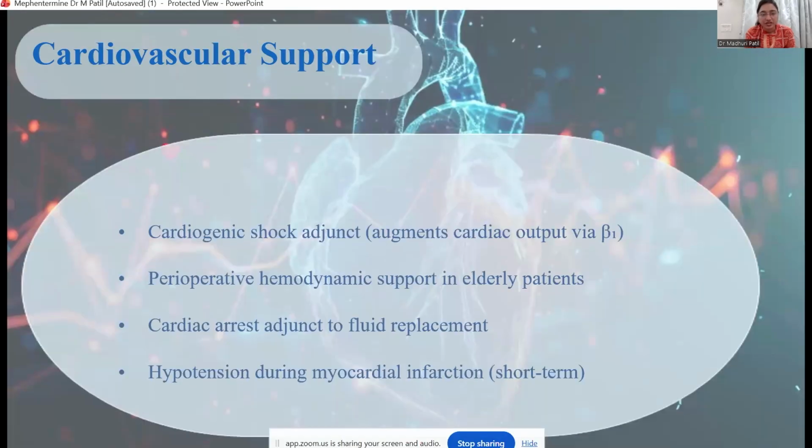In cardiovascular support, we can use it as an adjunct in cardiogenic shock as it augments the cardiac output by acting on beta 1 receptors. Perioperative hemodynamic support in elderly patients. We can use it in cardiac arrest patients as an adjunct to fluid replacement. Hypotension during myocardial infarction is a short-term use.